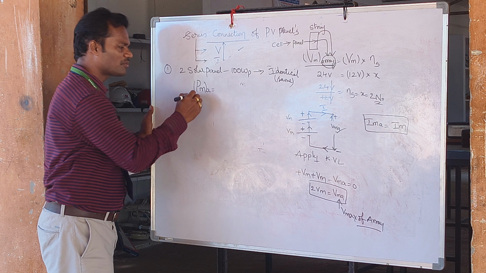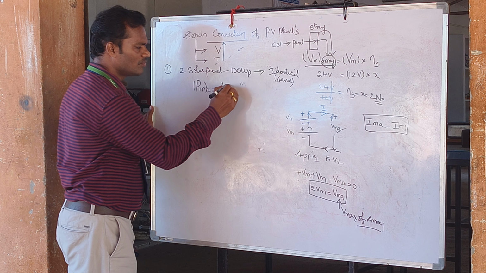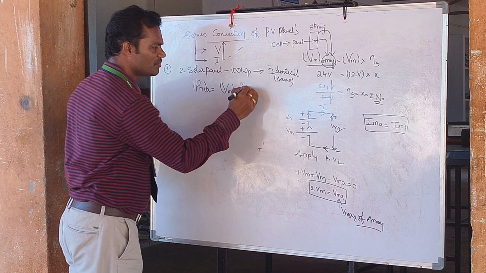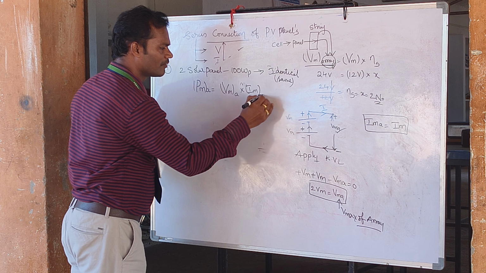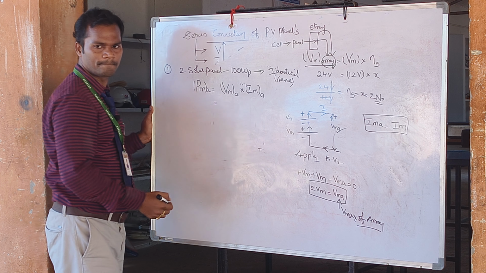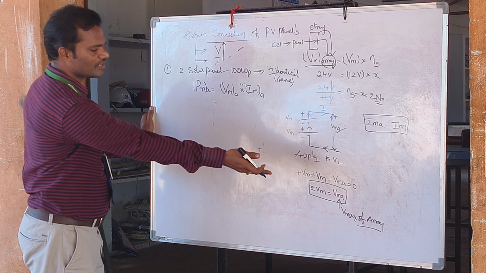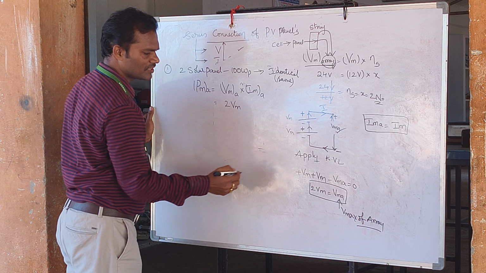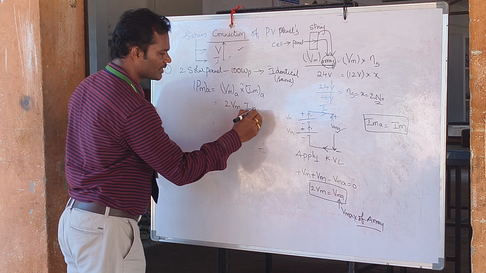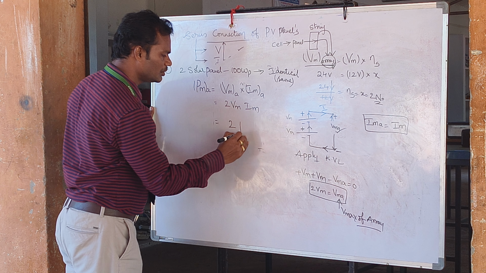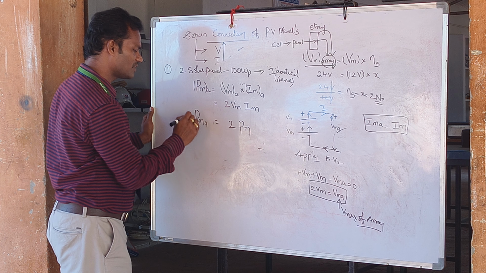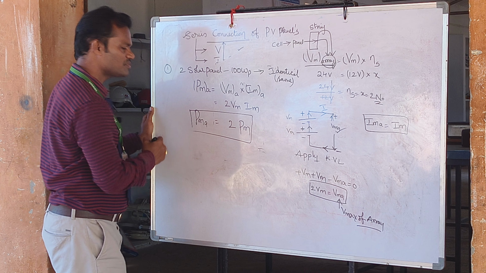So what is the maximum power of the array? Maximum voltage of the array multiplied with maximum current of the array. What is the maximum voltage of the array? Already we calculated 2 into Vm. What is the maximum current of the array? Im. So I can write this as 2 into Pm. Therefore the maximum power of the array is 2 times Pm.